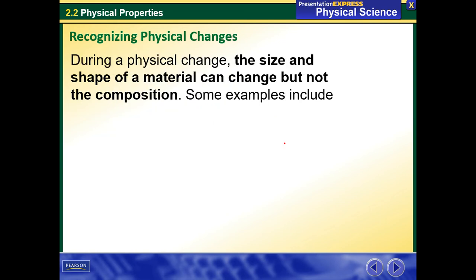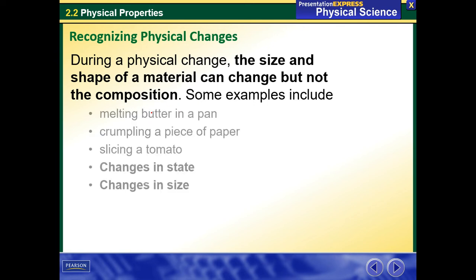Now, during a physical change, the size of something may change or the shape, but it doesn't change what it's made up of. For example, you can melt butter in a pan, but it's still butter. You can crumple a piece of paper and change the shape, but it's still paper. Or you can slice a tomato and change the size into dices, it's still a tomato.